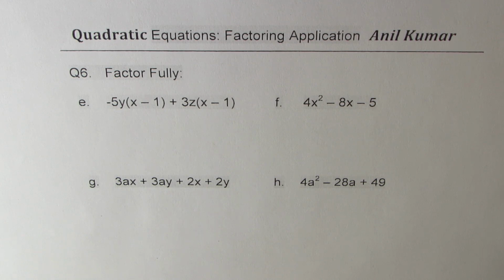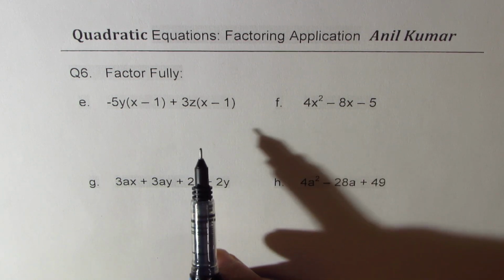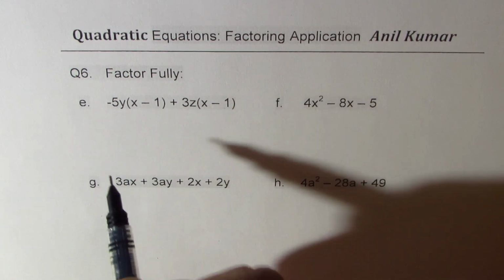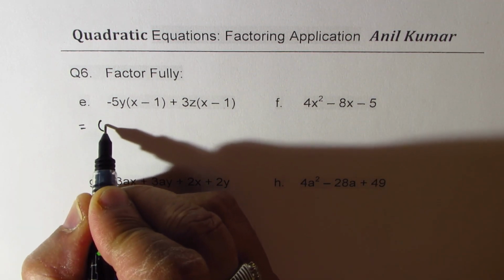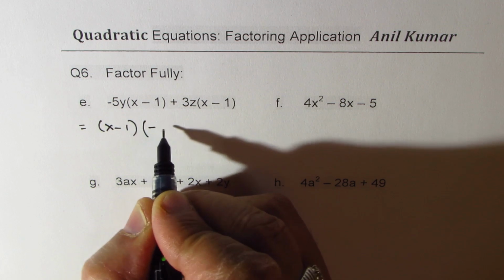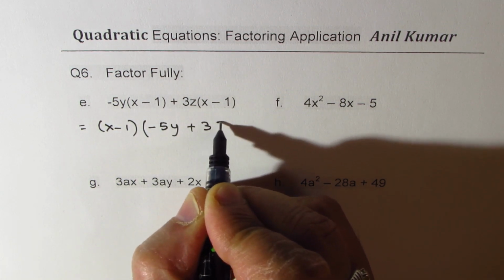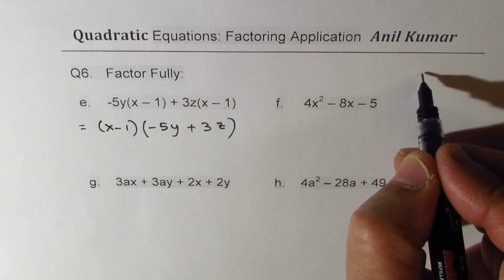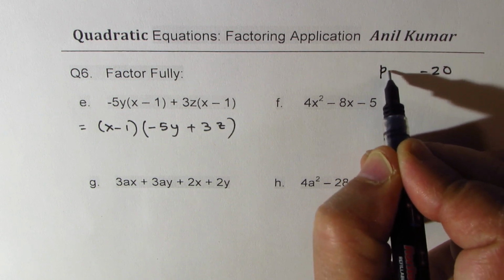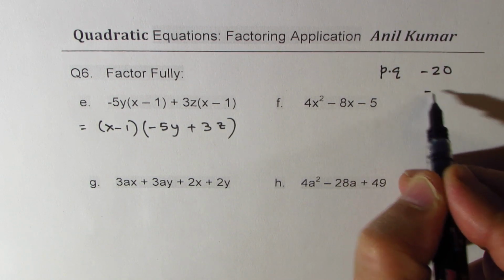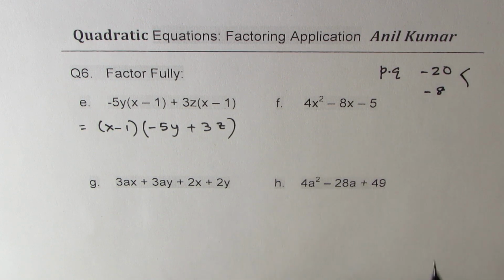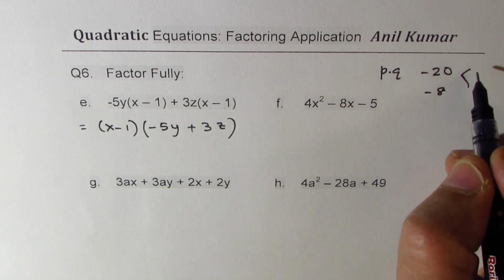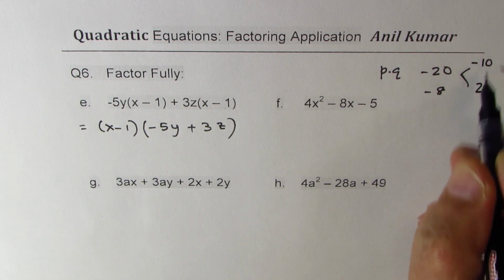So I hope it was not very difficult. Now here we have slightly different kind of equation, rather expression. X minus 1 is a common factor. So we'll take x minus 1 and we are left with minus 5y plus 3z. That is the answer. Now we have 4 times minus 5. So we're looking for a product of minus 22, right? And the sum should be minus 8. So what are those numbers? This time the negative number has to be bigger, right? So minus 10 and 2 will work for us.